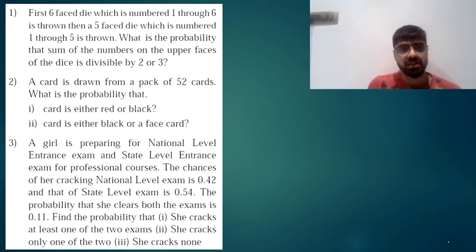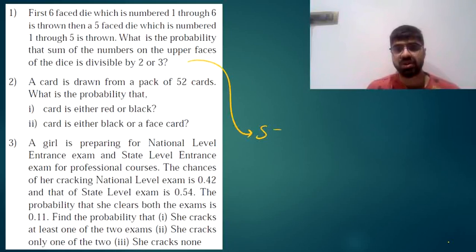The first question says, first a 6-faced die which is numbered from 1 to 6 is thrown, and then a 5-faced die which is numbered from 1 to 5 is thrown. What is the probability that the sum of numbers on the upper faces of the dice is divisible either by 2 or 3? So what you need to do is first make the sample space.